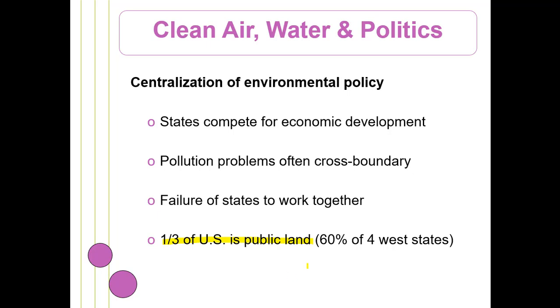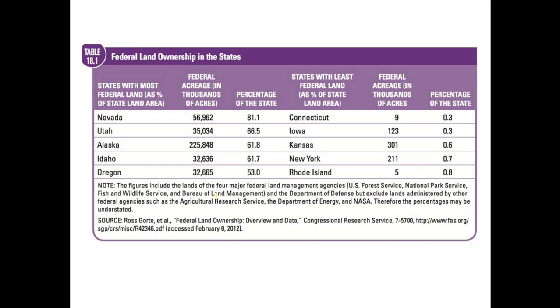In other words, owned by either state or federal governments. 60% of 4 states in the West of their entire territory is public land. This gives you a table from the book showing how, for example, 81% of the entire state of Nevada is federal land, 66% in Utah, so you can see those numbers there. Whereas on the other side of that, Connecticut, Iowa, New York, extremely small percentages of the land owned by federal government, so you can see why it would be a little bit more of a sensitive issue in the West, perhaps.